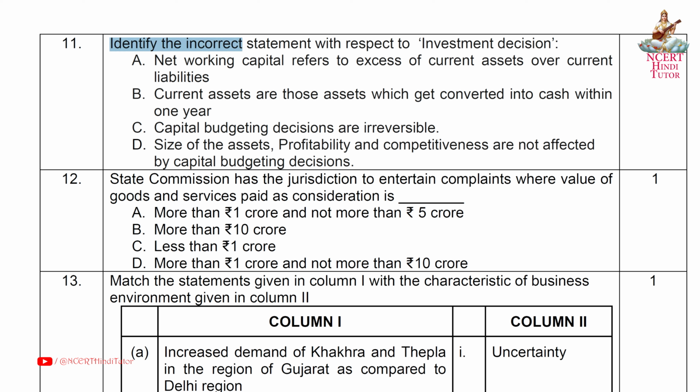Question 11. Identify the incorrect statement with respect to investment decision. Answer D. Size of the assets, profitability and competitiveness are not affected by capital budgeting decisions. Question 12. State Commission has the jurisdiction to entertain complaints where value of goods and services paid as consideration is. Answer D. More than 1 crore rupees and not more than 10 crore rupees.